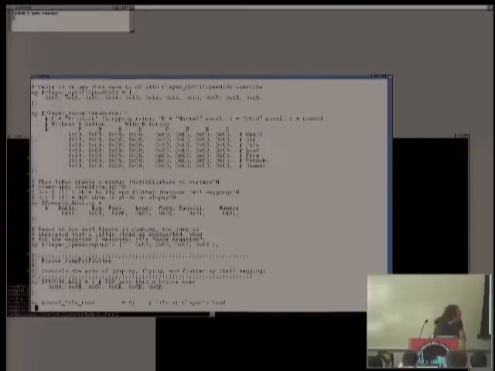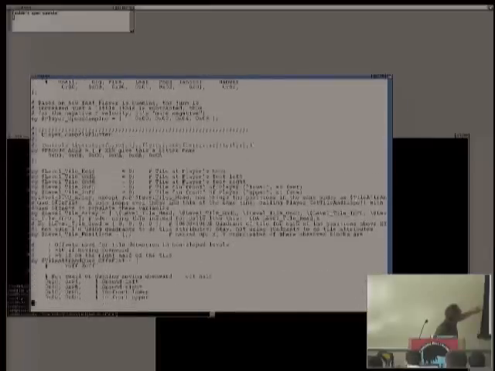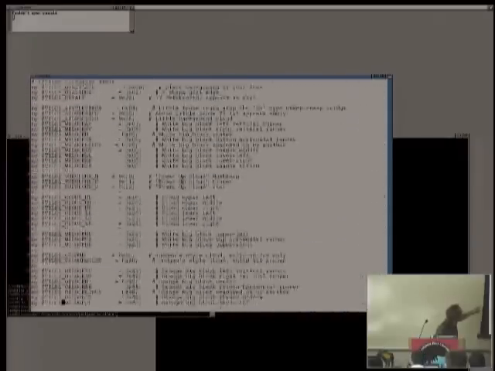So this always happens when I start writing Perl, but I've got 3,400 lines in one file. Happens when you don't keep your house tidy.